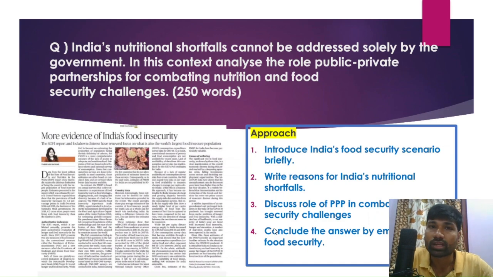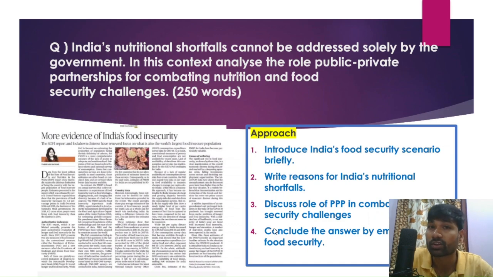And today we have one important mains practice question. The question is: India's nutritional shortfalls cannot be addressed solely by the government; in this context, analyze the role of public-private partnerships for combating nutrition and food security challenges.